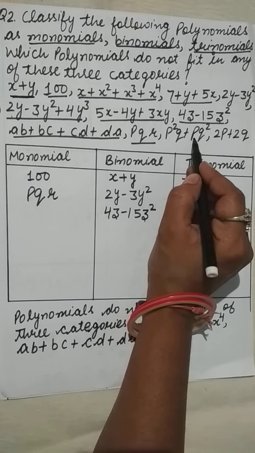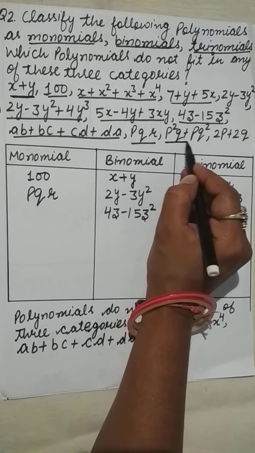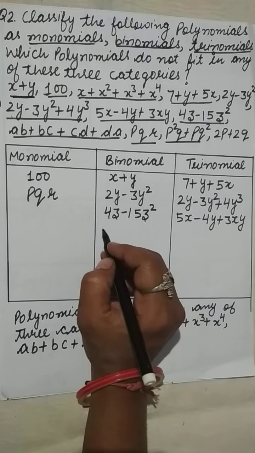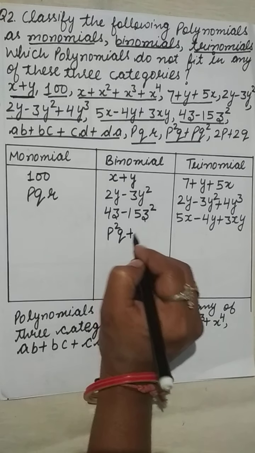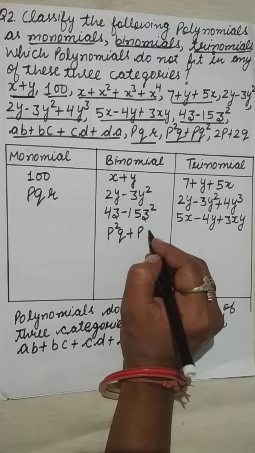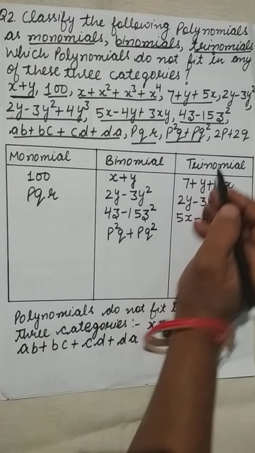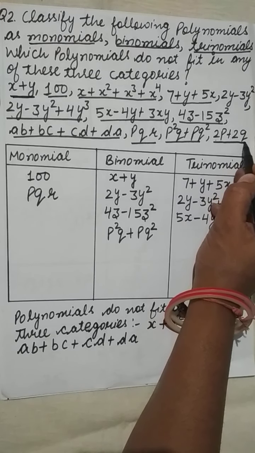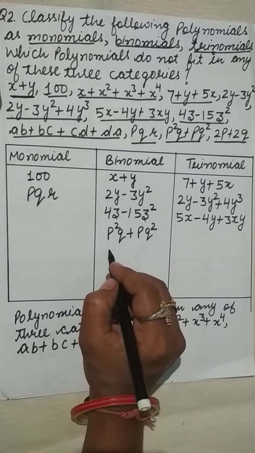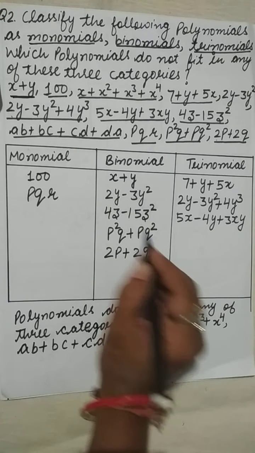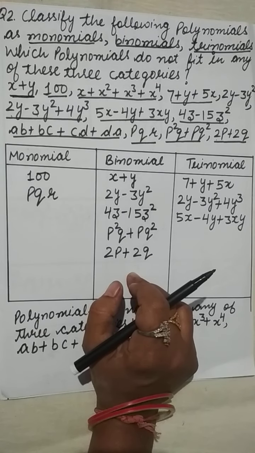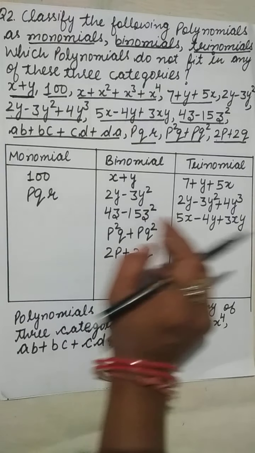Next one is p square q plus pq square. This polynomial is having two terms, so it is a binomial. We will write it under the binomial column. Next one is again having two terms, 2p plus 2q. It is also a binomial. In this way we will categorize all the polynomials under the required categories.